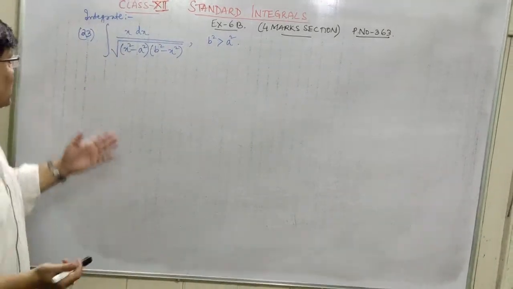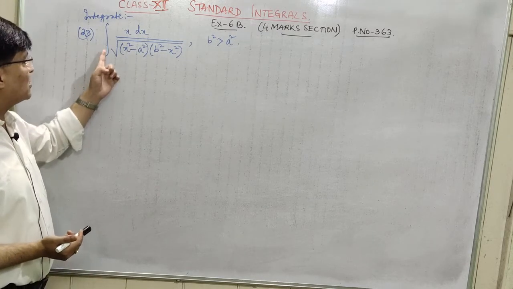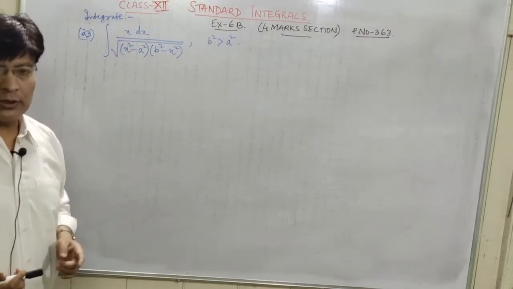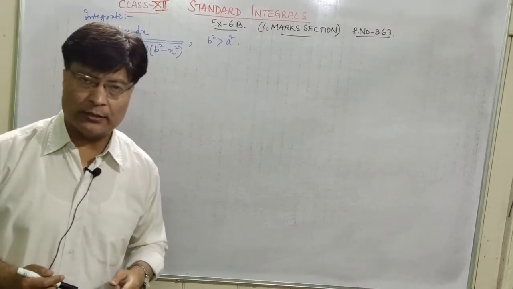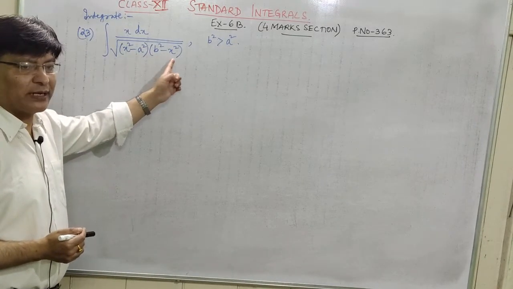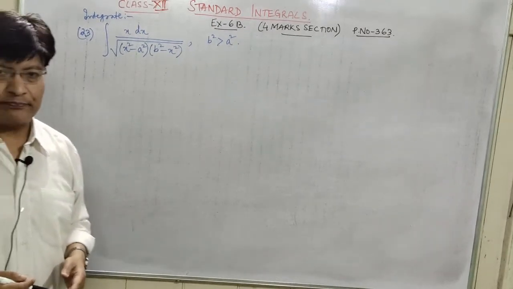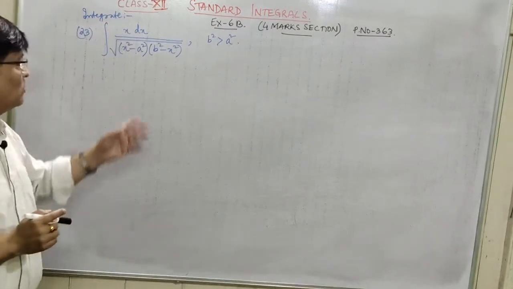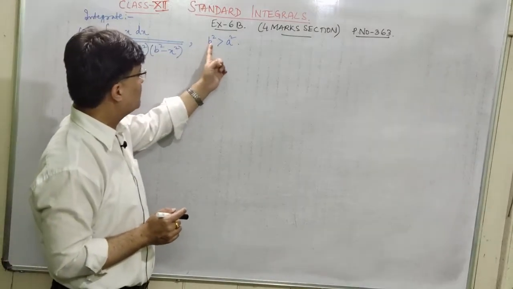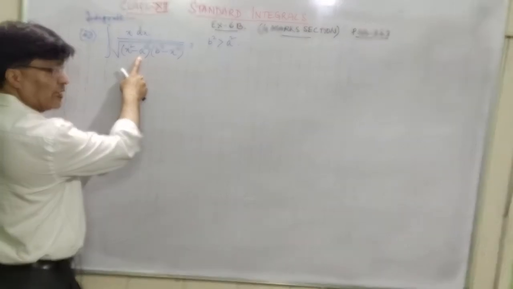Now we'll do the next question, that is question number 23. The question is integral x dx divided by within square root. We have got two factors there: one is x square minus a square, into b square minus x square, and there is x in the numerator. Both expressions are under the square root, and it is also given that b square is greater than a square.